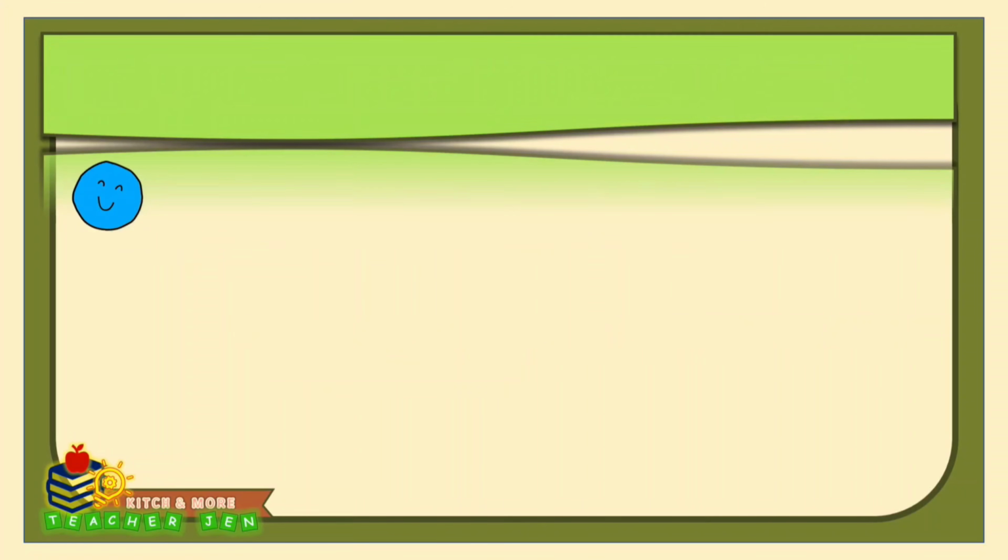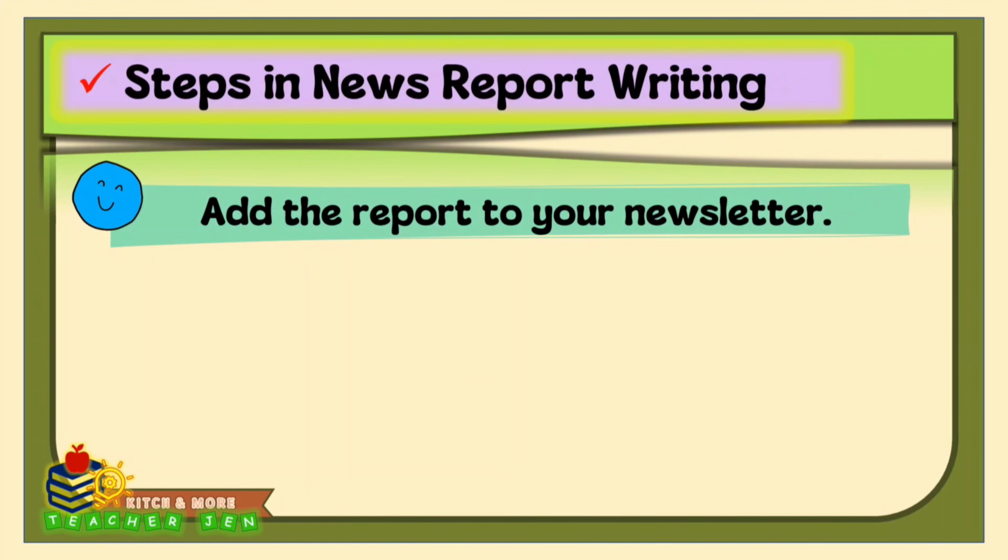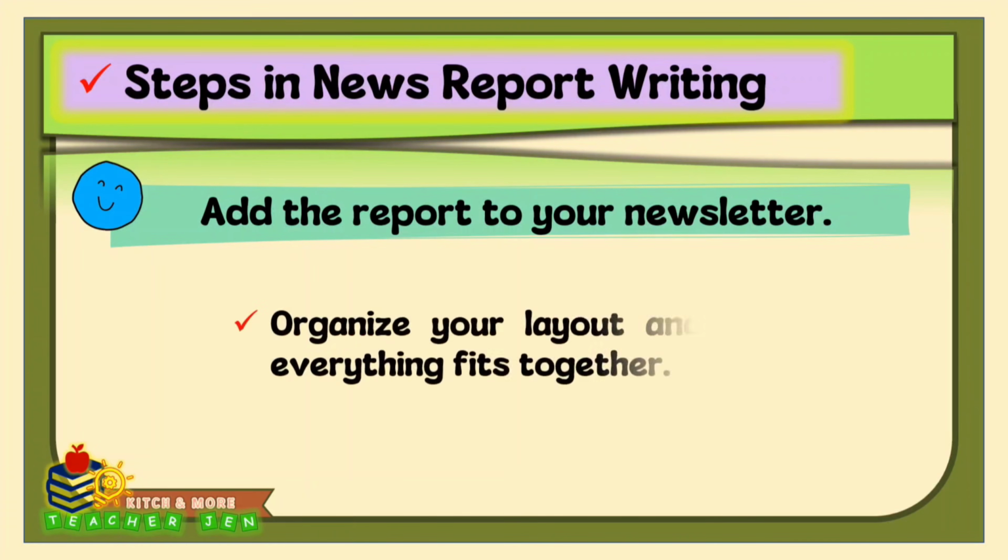And once your report is finalized, it's time to include it in your newsletter. Organize the layout by placing the headline at the top, followed by the lead, body, and supporting details in a clear format. Ensure proper spacing between sections and alignment with the newsletter's theme, making the report both informative and easy to read.